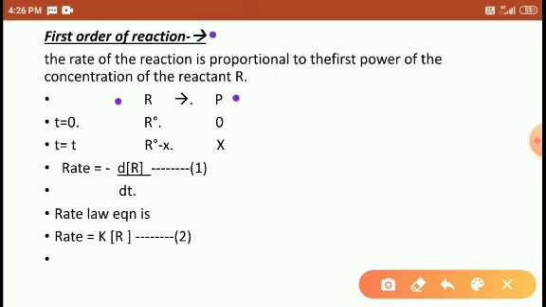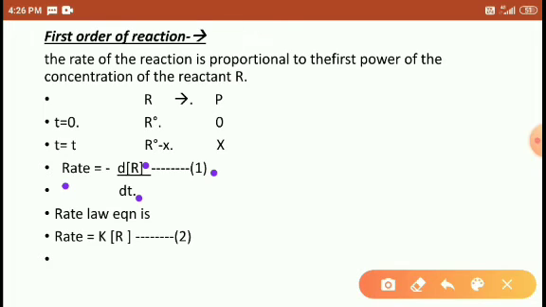Reactant R turns into product P. At the time t equal to 0, the concentration is R naught, and the product is not formed here because the reaction has not started. At t equal to t, the reactant concentration changes by x, and it turns into x of product. So this reaction we write in differential equation form: the rate of reaction is equal to minus the change in concentration of reactant with respect to time, d[R]/dt. This is equation 1.